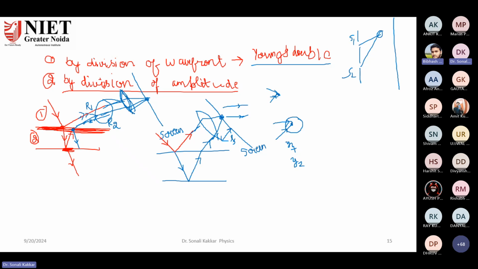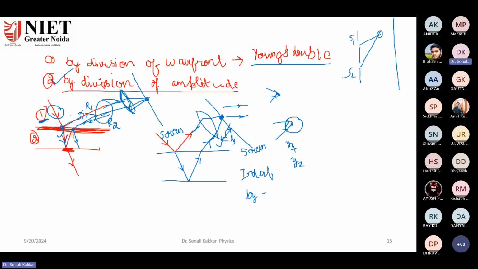And that interference is called division by amplitude, because the incident ray, ray number 1, when it goes through partial reflection or refraction, it divides. The amplitude is divided into a number of portions. It goes through multiple reflections and refractions. At this point, when there is partial reflection and refraction, the amplitude is divided into two portions. So this type of interference is called interference by reflection.